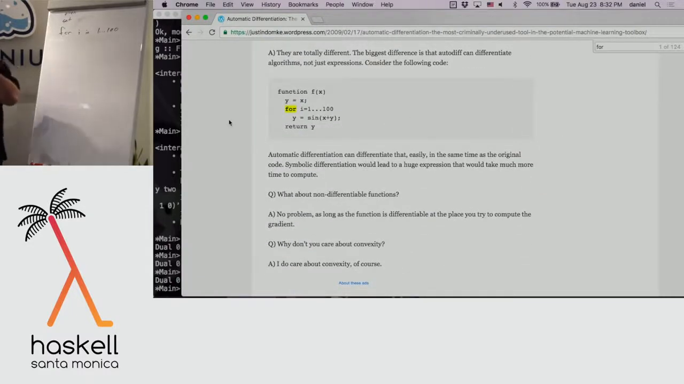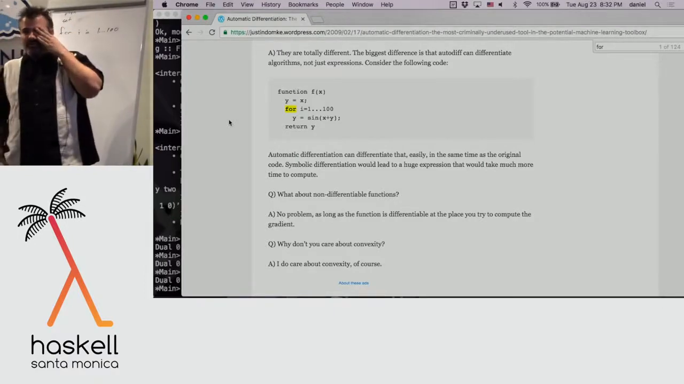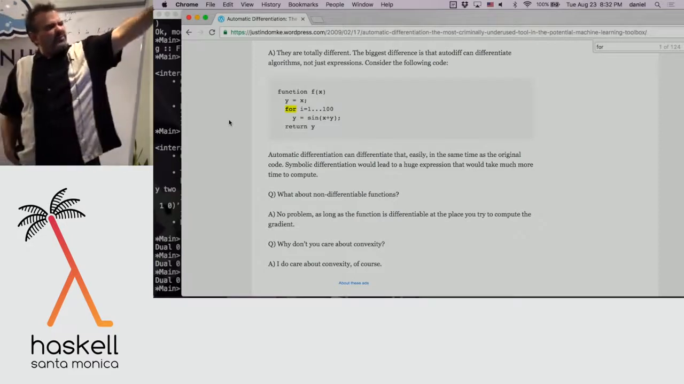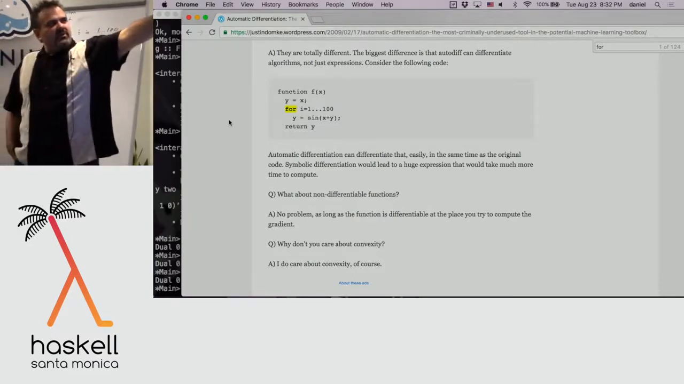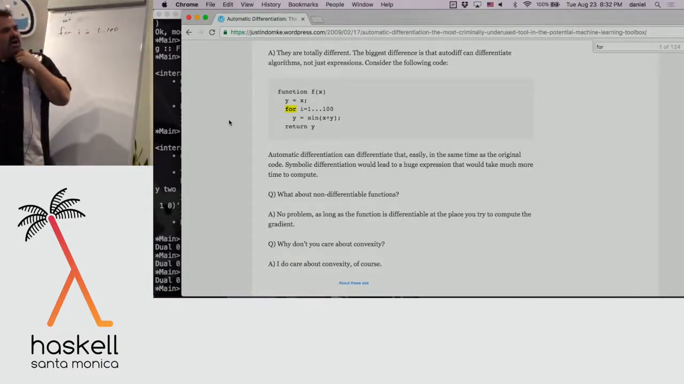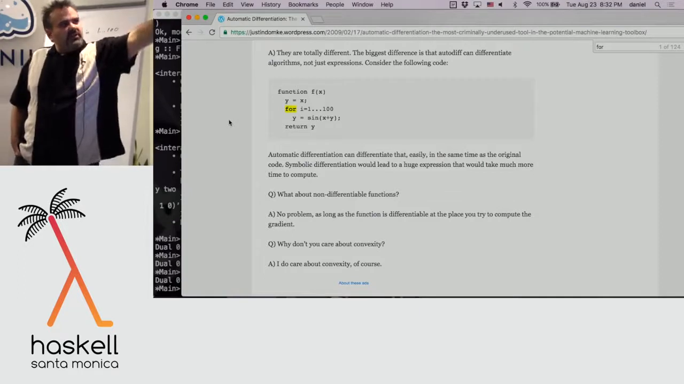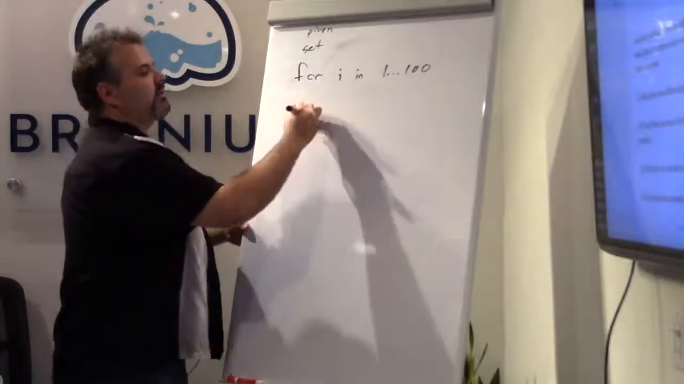Okay. So this is something that maybe people wouldn't call a function because you can't really write it down. What is this? With a function, given x, we set y equal to x. And for the numbers 1 to 100, we reassign y to sine of x plus y. And then when we're done, we return y.